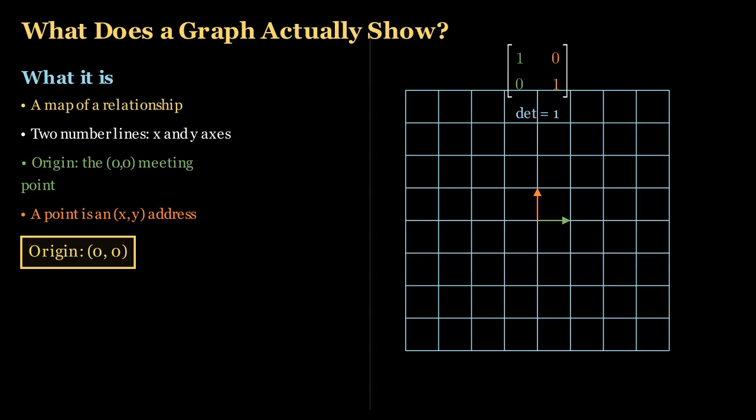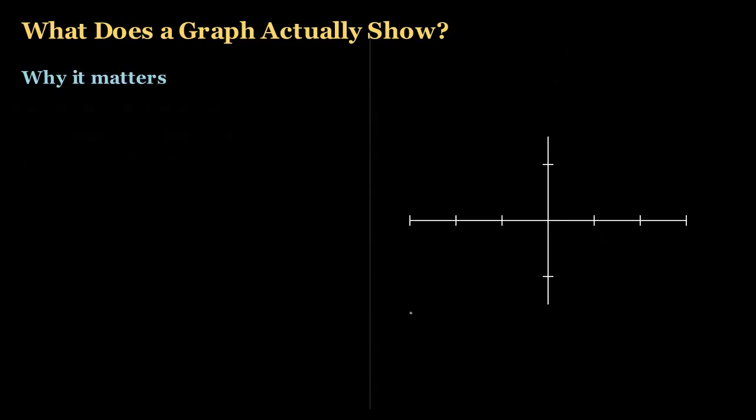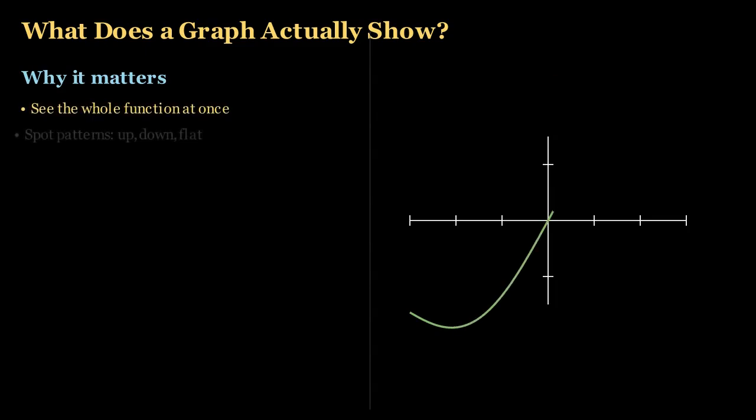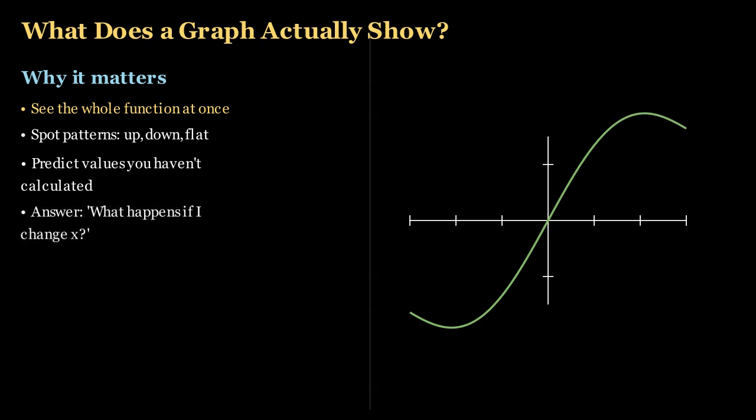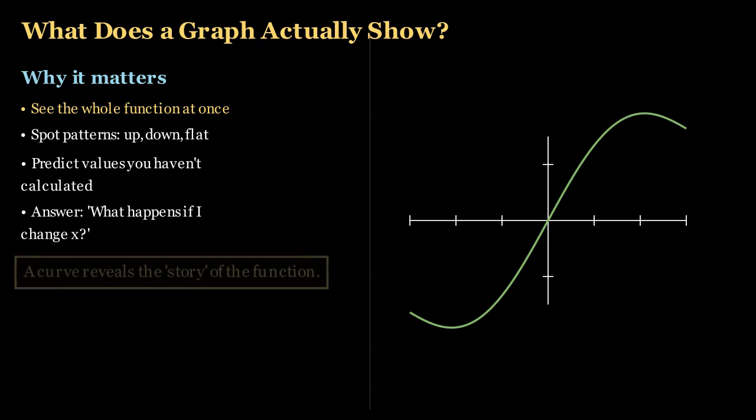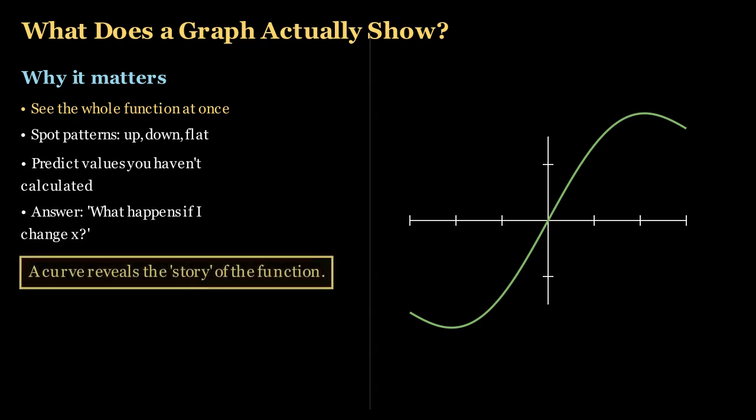Why bother drawing a picture when you could just calculate numbers? Because a list of numbers is like looking at a mountain through a keyhole, you see one rock at a time. A graph shows you the entire mountain. It lets you see the shape of the relationship. You can instantly spot where the function is climbing, where it's falling, and where it turns around. This is incredibly powerful. If you know the shape, you can guess what happens between the points you calculated, and even predict what will happen far beyond them.